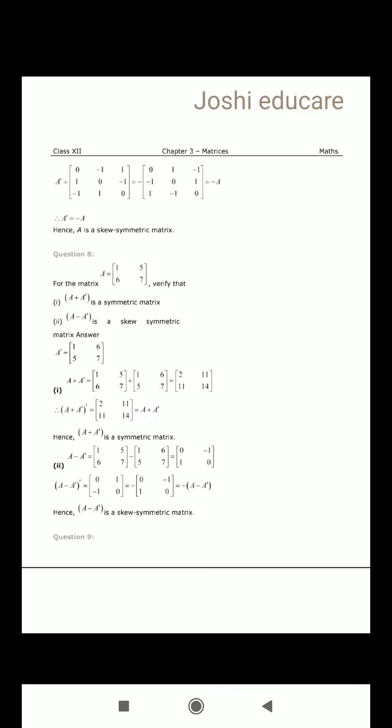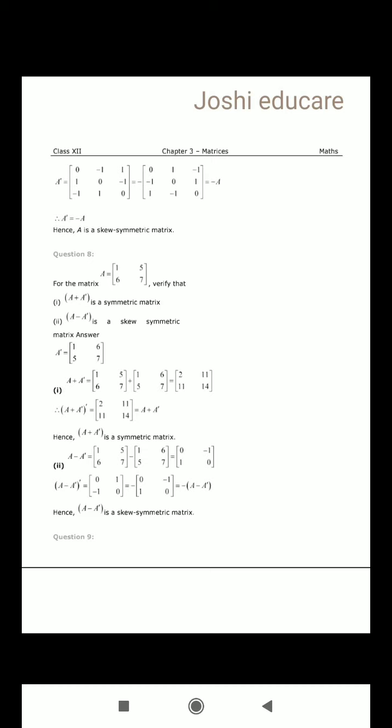That's all. A minus A transpose is skew symmetric. So what we will do? First we will find A minus A transpose. Then we will take its transpose. You will get the negative of this. Negative of this. Then we can say it is a skew symmetric matrix.